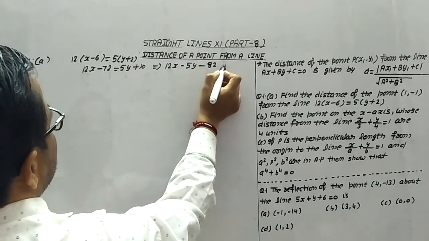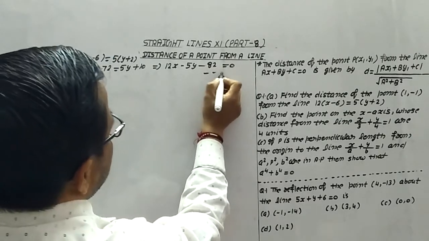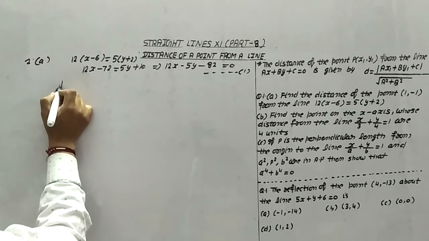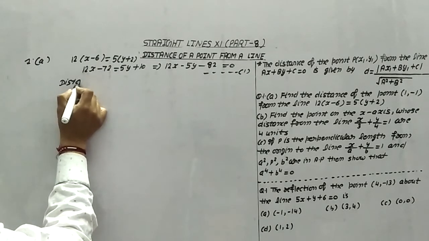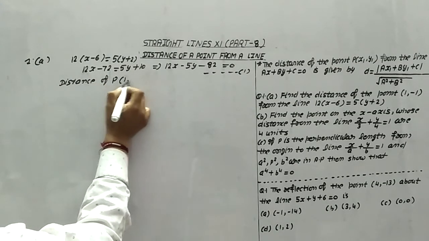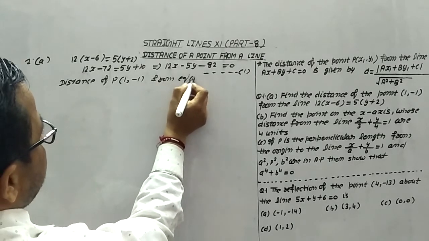82 is equal to 0. So this is the equation of the line. Let us suppose this is equation number 1. Now the distance of point P(1, -1) from equation 1 is given by, what is this?